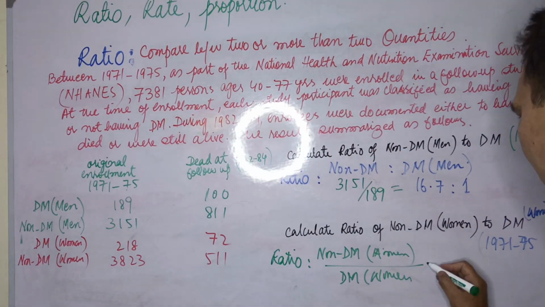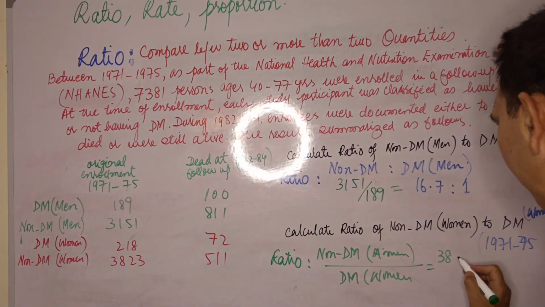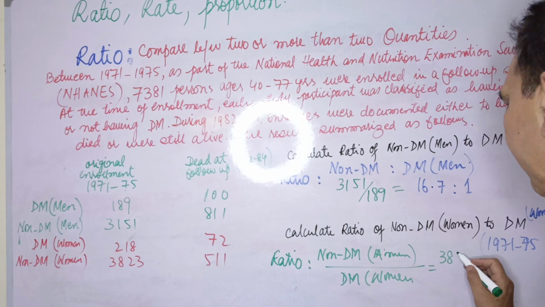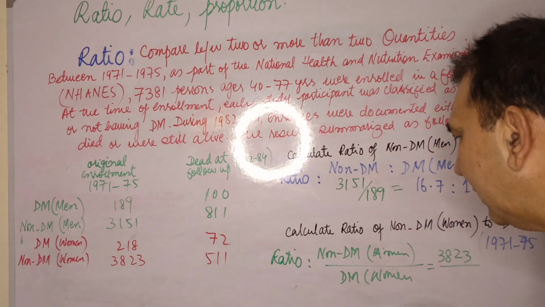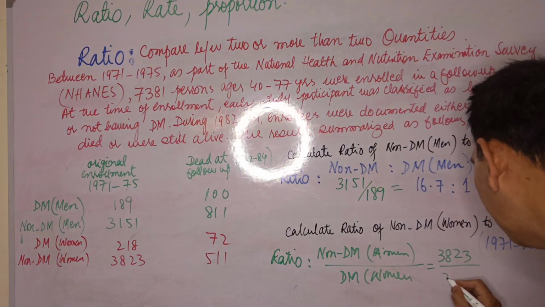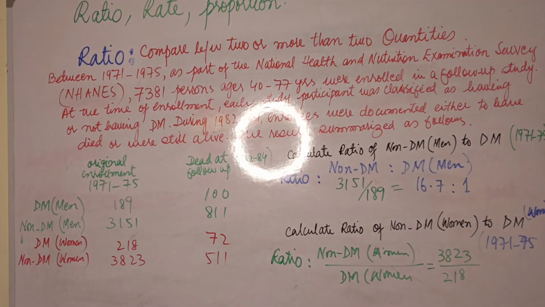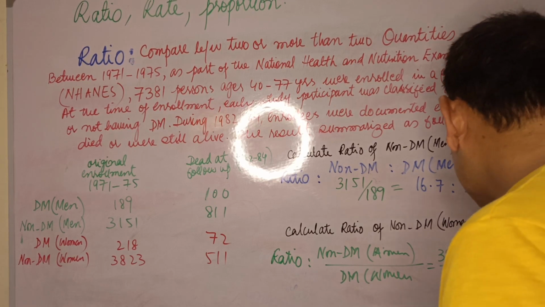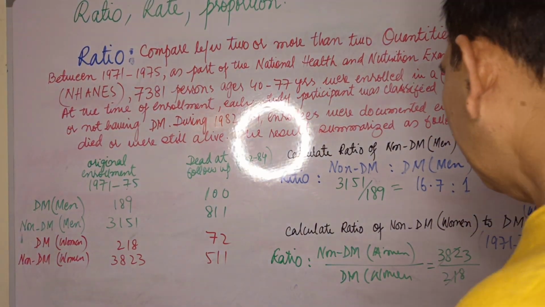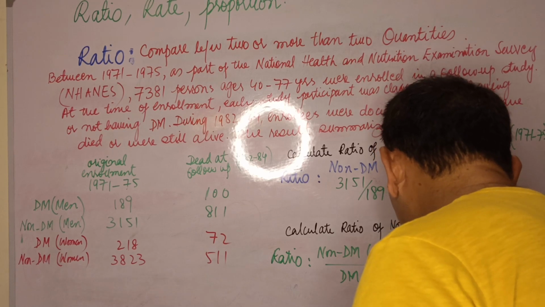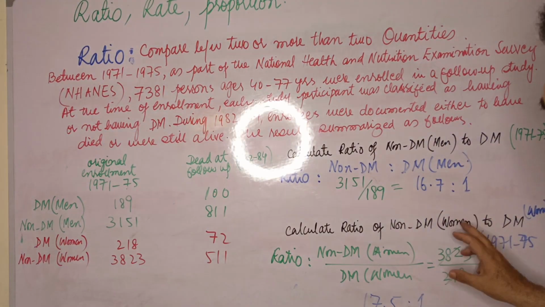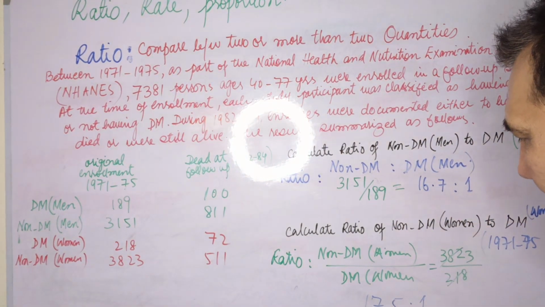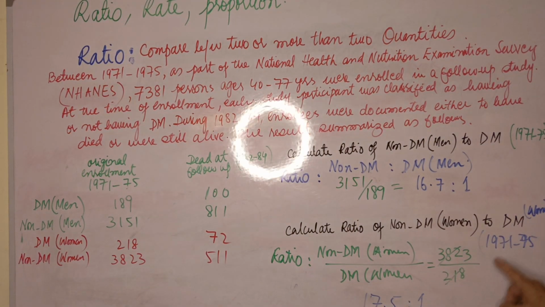How many non-diabetic women? 3,823 women were non-diabetic in the original documented survey, and the diabetic women were 218. Now if we divide by the larger number, it comes to 17.5 to 1. It means the ratio of non-diabetic women to diabetic women is 17.5 to 1.